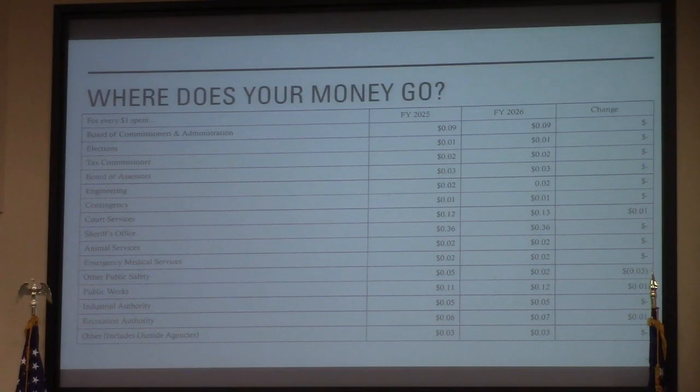And then finally, this is just a chart that we always put at the end of the millage, as well as the budget, that shows where every dollar of your property taxes goes, and a comparison of that by dollar for each department for the last 2 years.